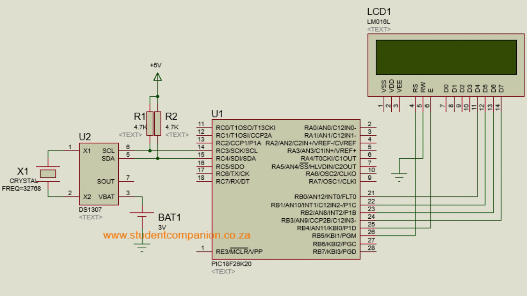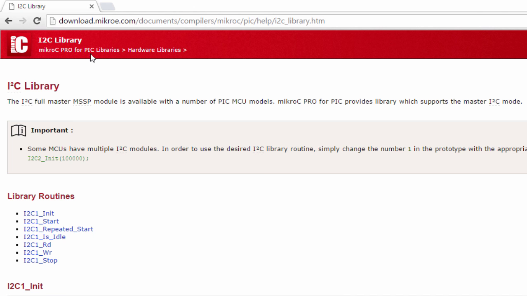Let us go to mikroC Pro for PIC I2C library and see how we can use the I2C library functions. This is the I2C library page. It's under mikroC Pro for PIC hardware libraries. It says the I2C full master MSSP module is available with a number of PIC microcontroller models. mikroC Pro for PIC provides a library which supports the master I2C mode.